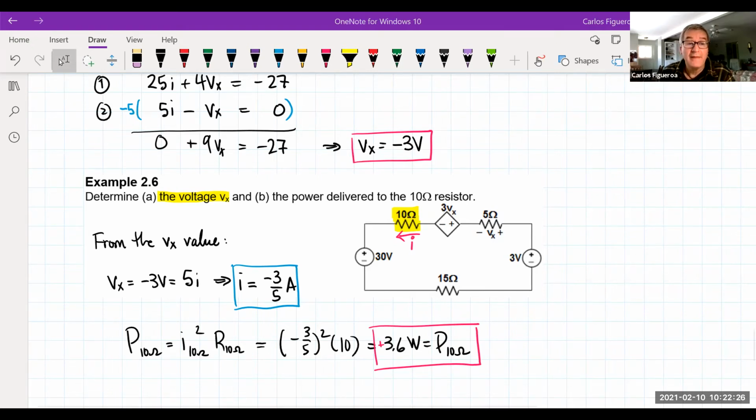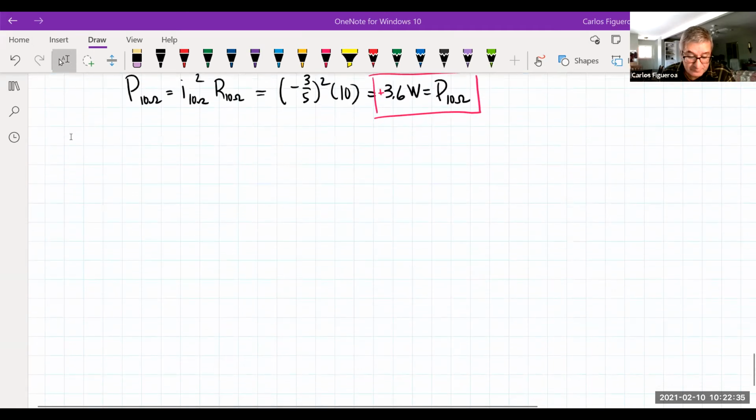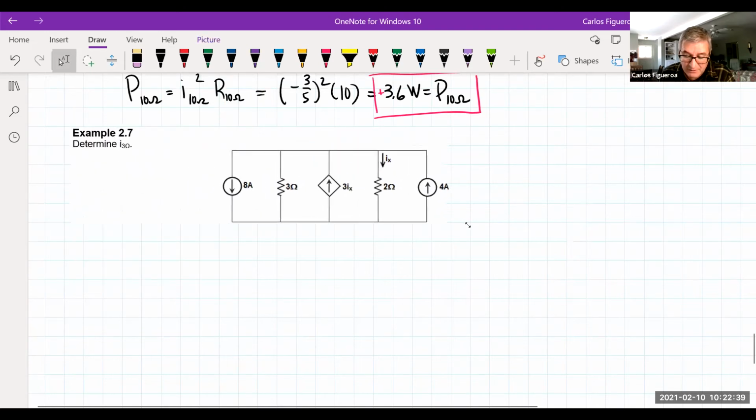Okay, so that was a warm-up here. So let's go get the other circuit. One more example on this, and then that will be the end of the chapter.